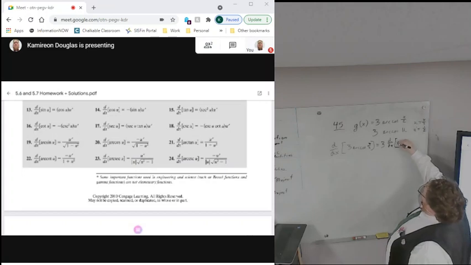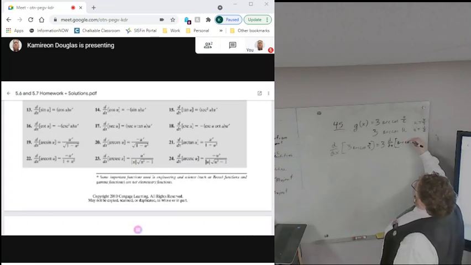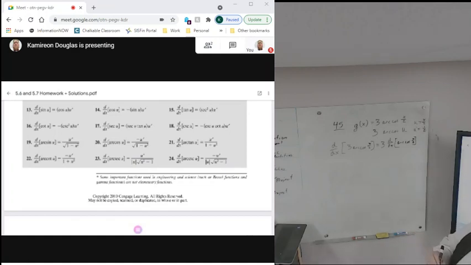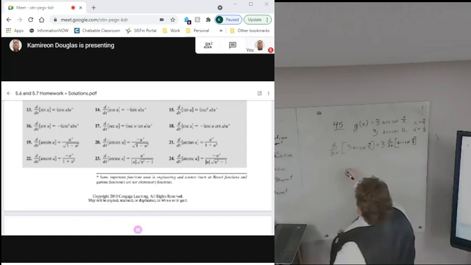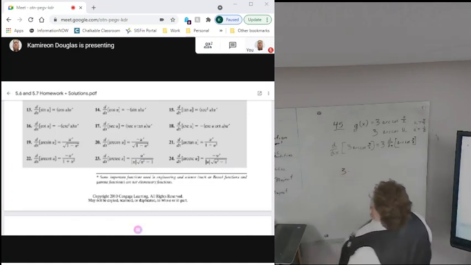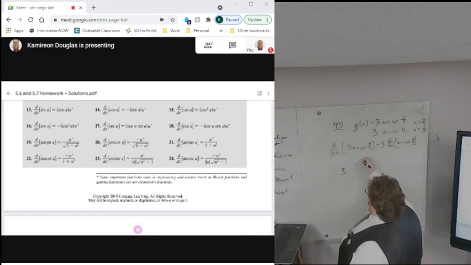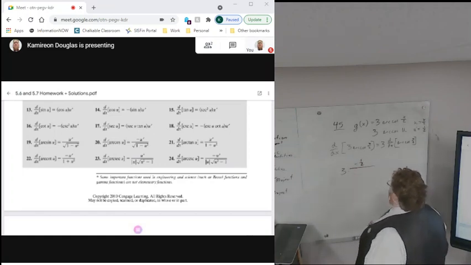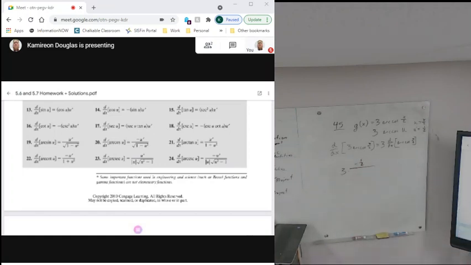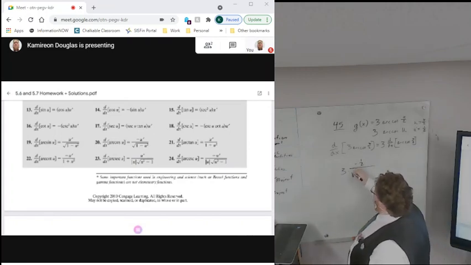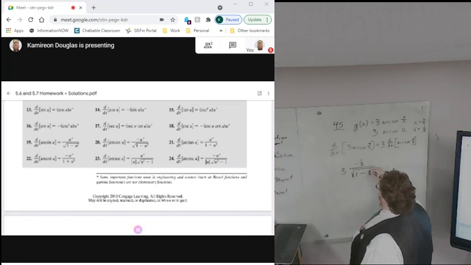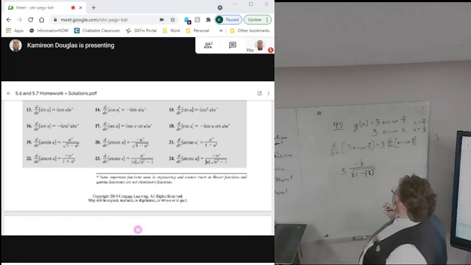Remember, I don't need the 3 in my derivative. It's just a constant. It gets pulled out. I would then use the rule formula. The formula states I'd have 3 times, my formula is negative u prime, so negative 1 over 2 over the square root of 1 minus u squared, so x over 2 squared.